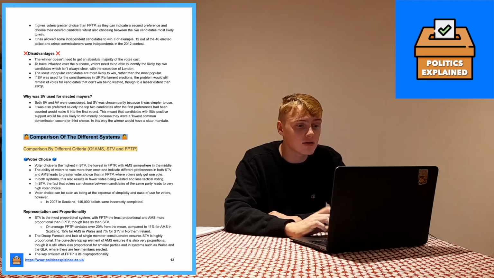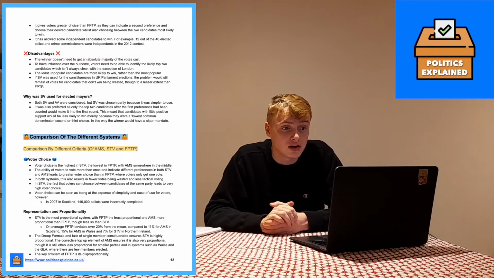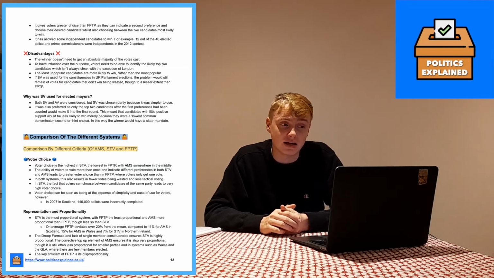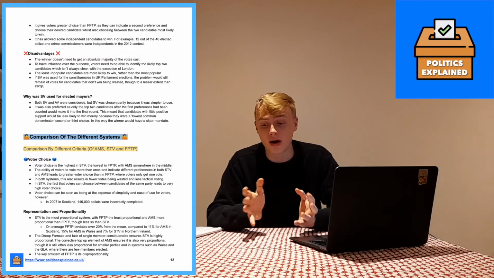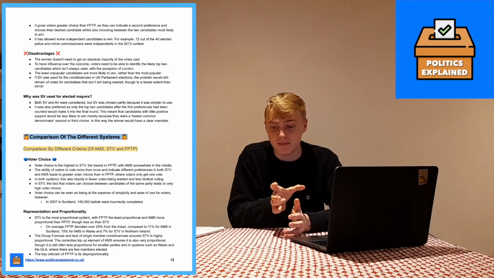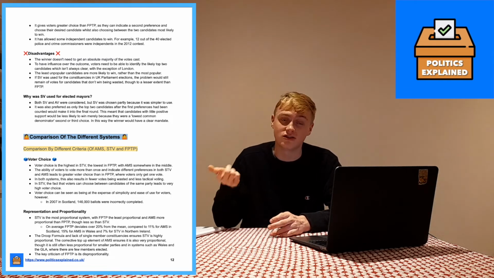So secondly, representation and proportionality. STV is the most proportional system, with first past the post the least proportional system by quite a way, and AMS more proportional than first past the post, though less than STV. AMS is also more proportional for Scottish Parliament elections because they have more MPs, right? So that corrective can have more of an impact. And as I mentioned, the disadvantages of AMS than in Welsh elections or GLA elections.